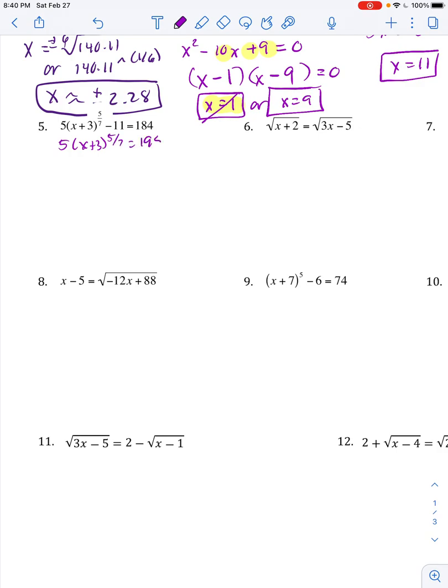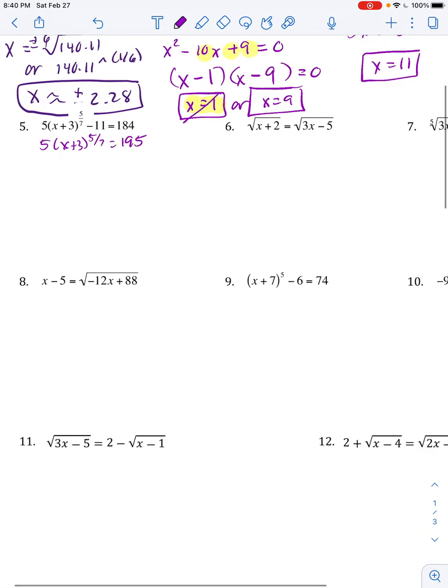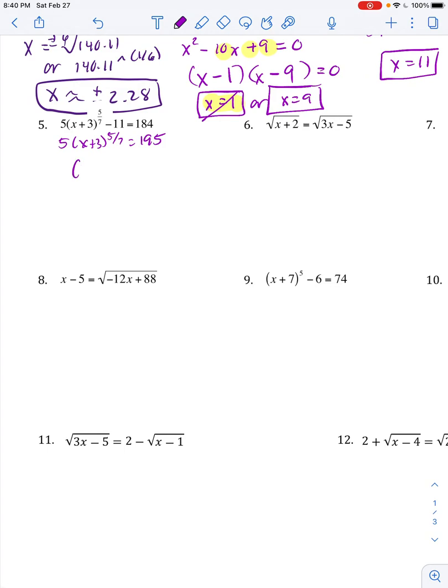And this will become 195. When I divide my 5 out of there, I'll have this equals 39. Now, to get rid of a 5/7 power, I'll need to multiply by a 7/5 power on both sides. So the 7's cancel, the 5's cancel, and I just have x plus 3. And then 39 raised to the, and then for me, I have to use parentheses.